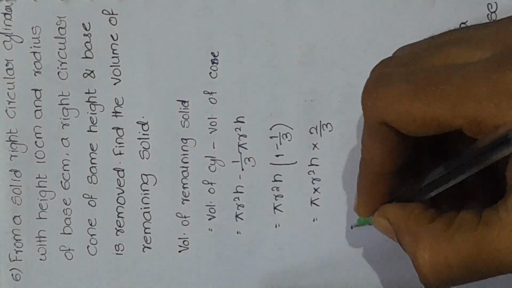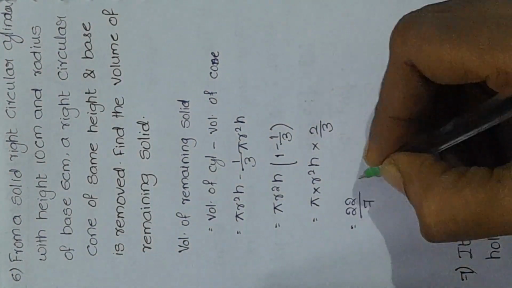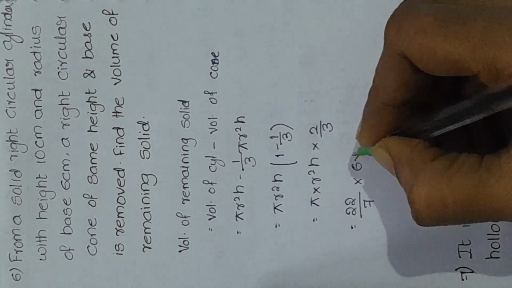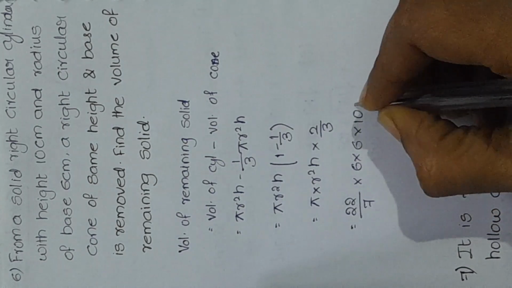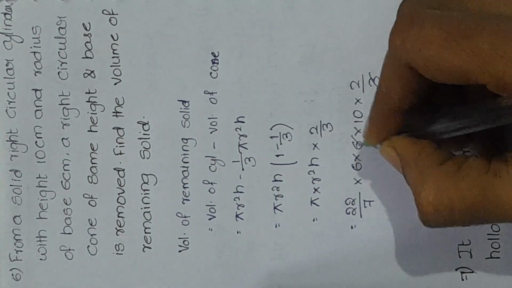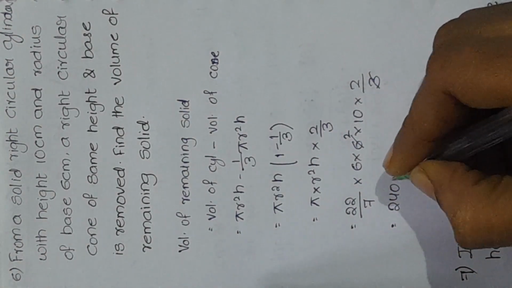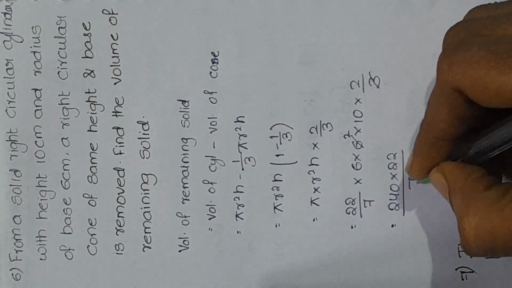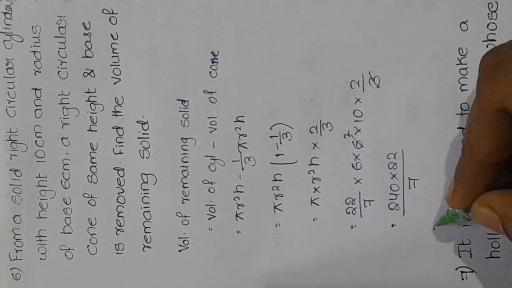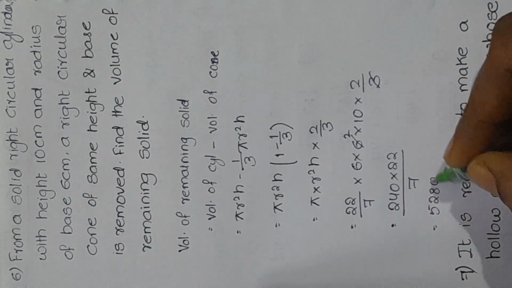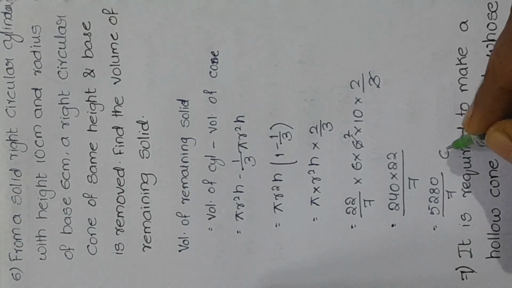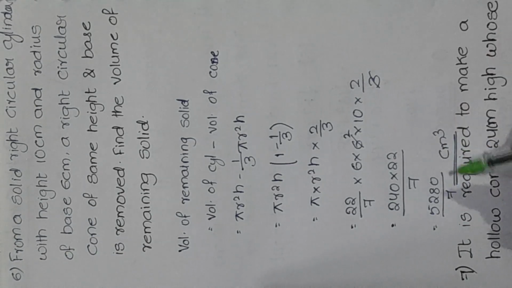Let us substitute the values now. 22 by 7 into r value is 6 centimeters. So 6 into 6, height is given as 10 centimeters, into 2 by 3. 2's, which is equal to 240 into 22 by 7. This can be written as 5280 by 7 centimeter cube, which is the volume of the remaining solid.